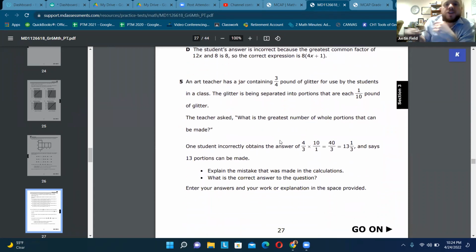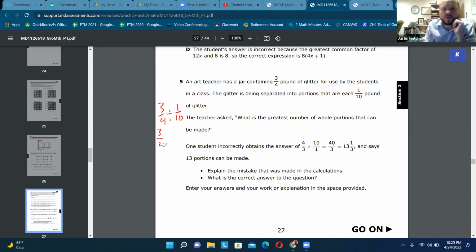5. An art teacher has a jar containing 3/4 pounds of glitter for use by the students in a class. The glitter is being separated into portions that are 1/10 pounds of glitter. That sounds like division, right? So we're taking the jar with 3/4 of a pound of glitter, and we're separating it into portions that are 1/10. So we're dividing it by 1/10. What is the greatest number of whole portions to be made?